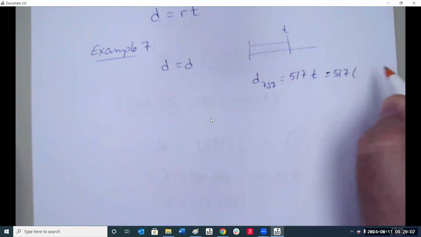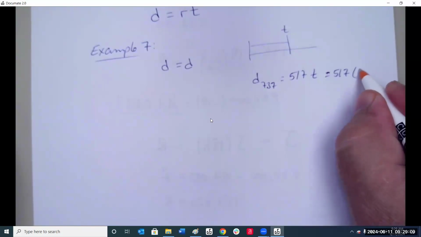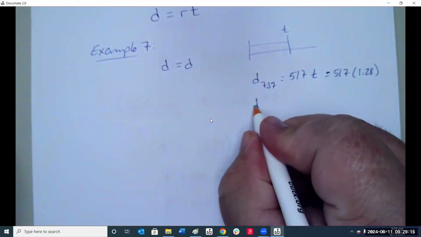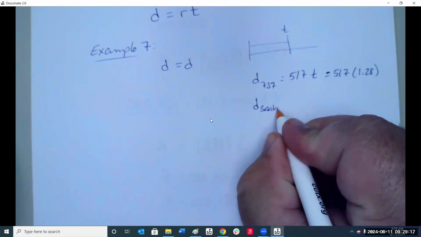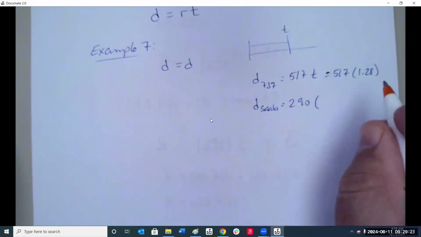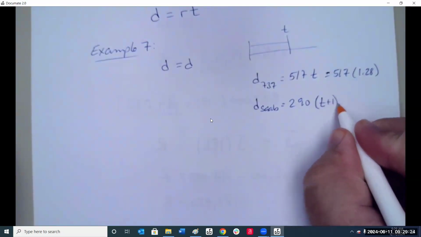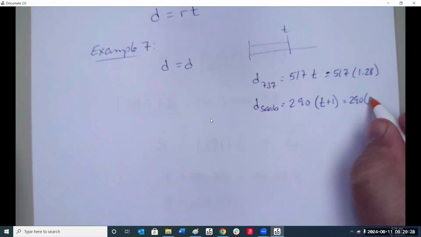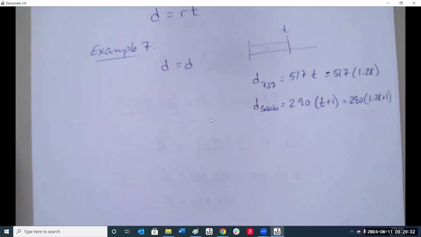So it'd be 517 times 1.28. Then for the Saab, we take 290 times T plus 1. And so it would be 1.28 plus 1. And those should be equal.